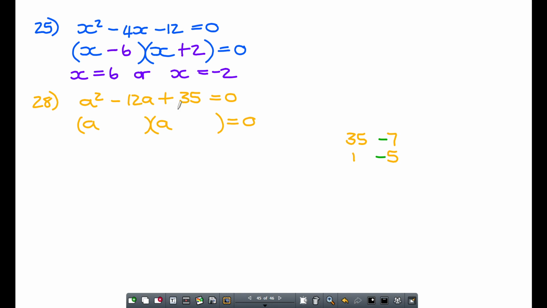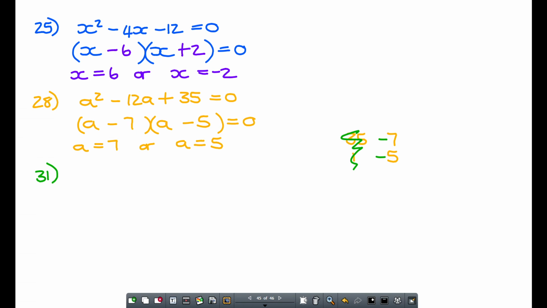Look at the sign of term 3. It's a positive, which means that these two signs must be the same. And are they? Yes. Okay, so a minus 7, a minus 5, which means that a will be positive 7 or a will be positive 5. You guys good with that?